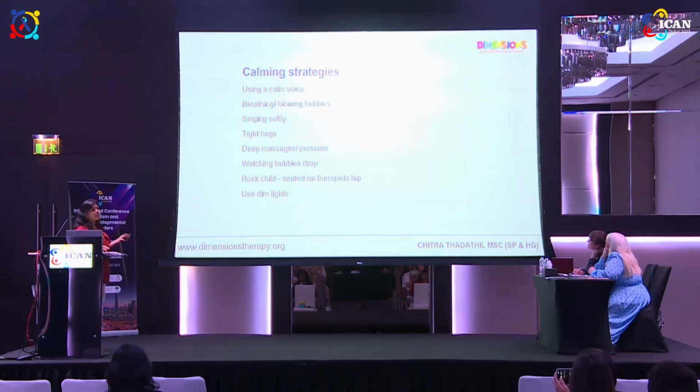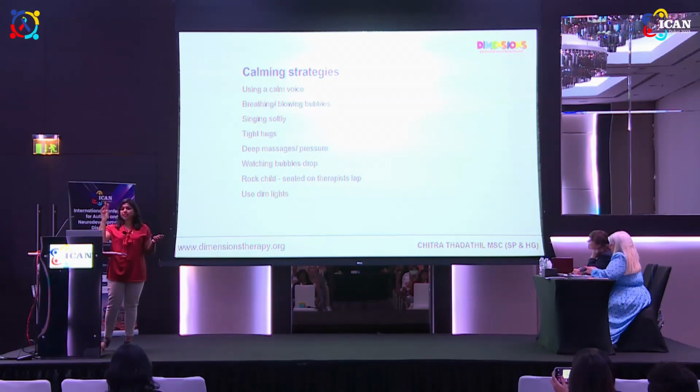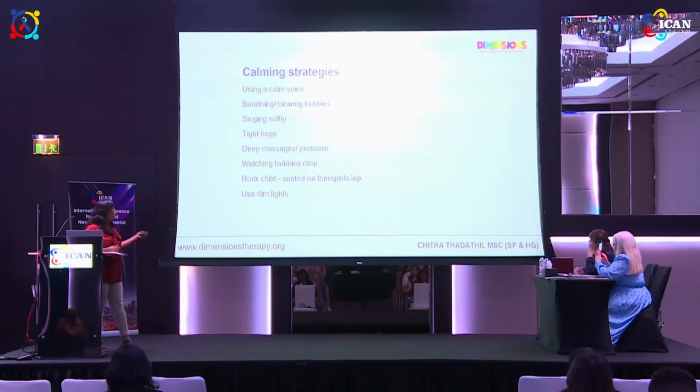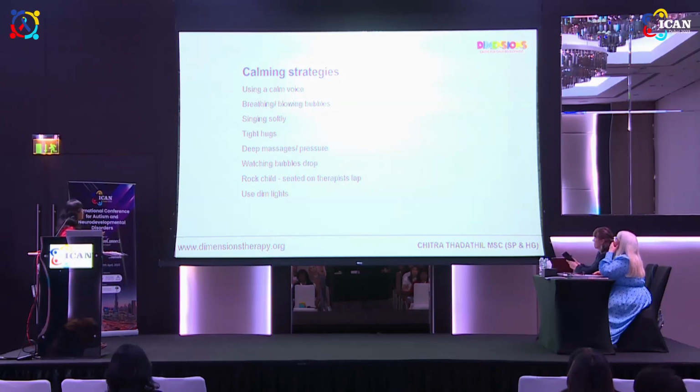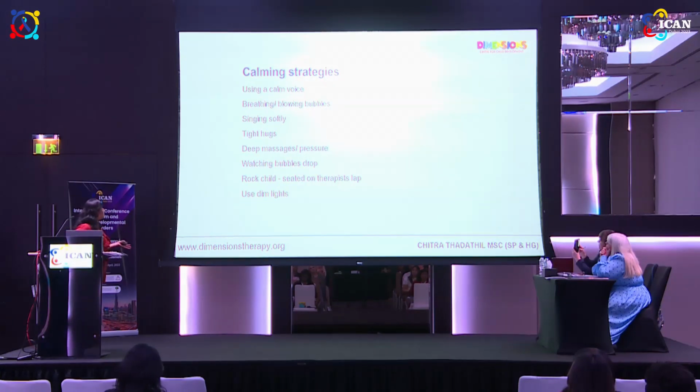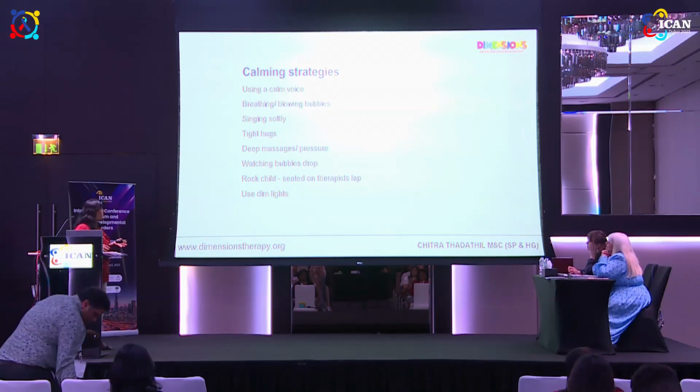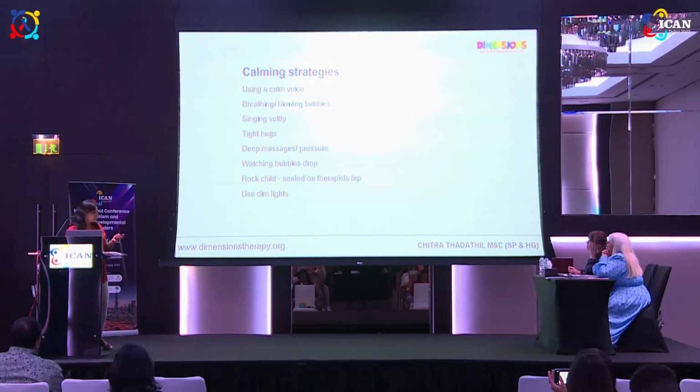Yeah, here are some calming strategies that we can use. There are 2 types of sensory inputs you can give. One is environmental modification, and the other one is direct sensory strategy, where you give a sensory input to the child. I put both together here, using a calm voice, calm breathing in and breathing out. For kids who don't know to breathe in and breathe out, using bubbles. Singing softly, tight hugs, deep massages of pressure, watching bubbles drop. That's such a calming activity you can do in your sessions. Rock the child when the child is seated in the therapist's lap. Use dim lights in your sessions.